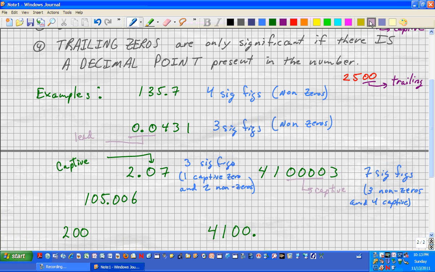105.006. This guy's a captive. These two are captives. What I would have is a grand total of 1, 2, 3, 4, 5, 6 sig figs. I would have 3 non-zeros and 3 captive zeros.